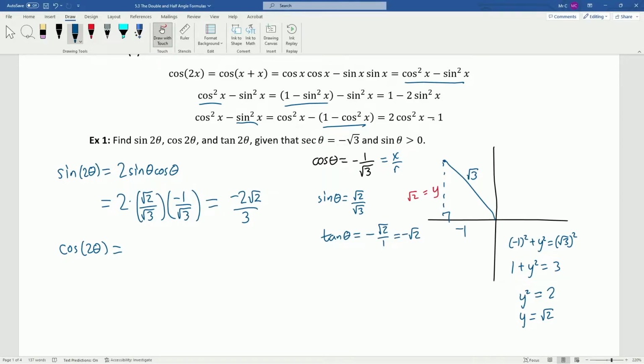Now we take cosine of 2 theta, and you can use any of the 3 forms for cosine of 2 theta. That's fine, but I'm just going to use the first one. Cosine squared of theta minus sine squared of theta. So cosine squared gives me negative 1 over the square root of 3 squared minus sine squared, which is root 2 over root 3 squared. Negative 1 squared is 1 over root 3 squared is 3, minus, squaring these square roots, I get 2 over 3. 1/3 minus 2/3 is negative 1/3.